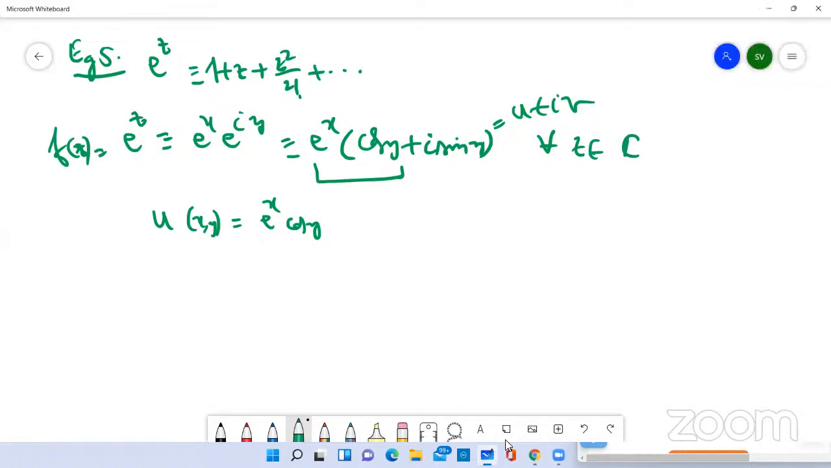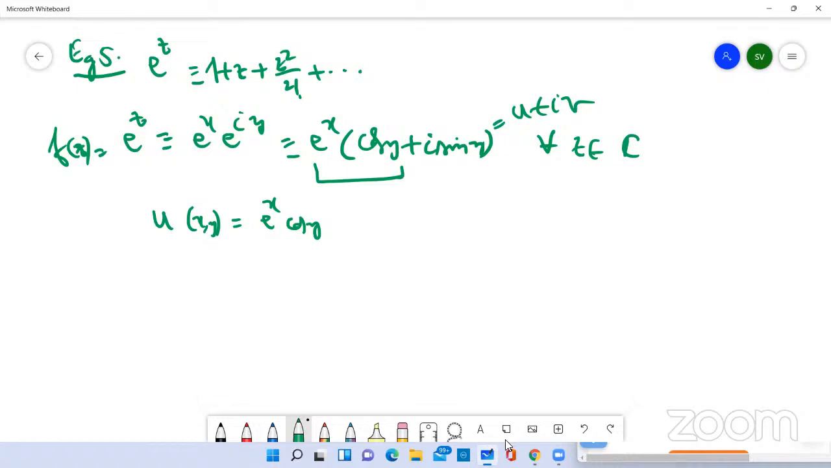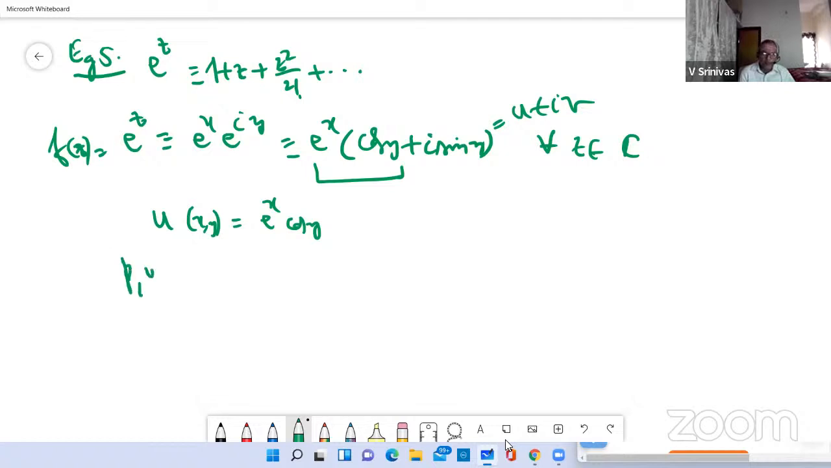And to check whether this is continuous, take the projection of this in the x direction. You call it p1 of u. You project this in the first coordinate, the x coordinate. What do you get? E power x into cos y, when for fixed y you will be projecting it.